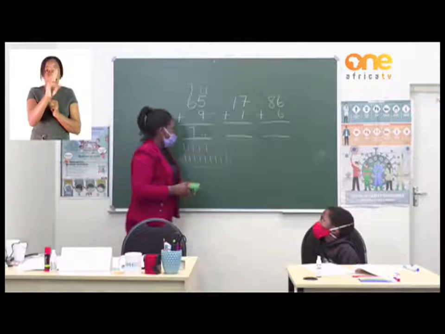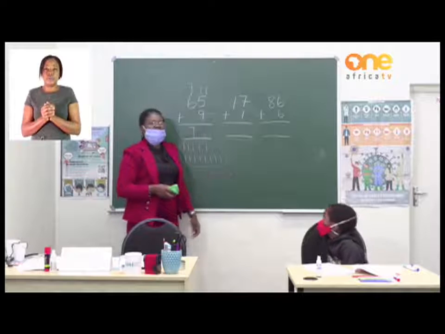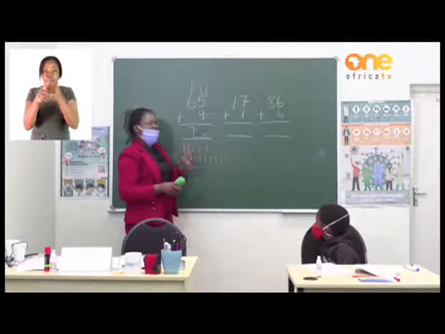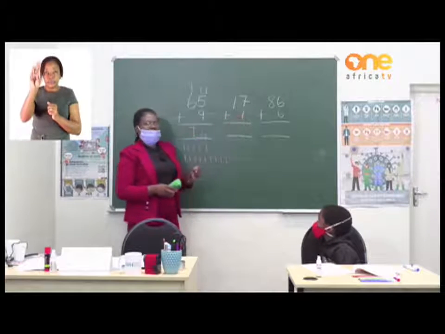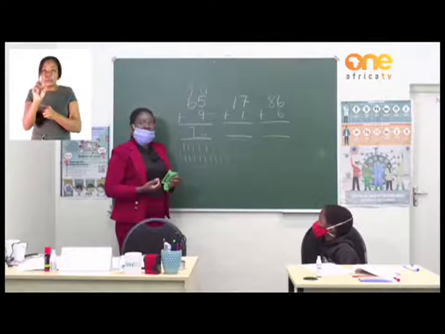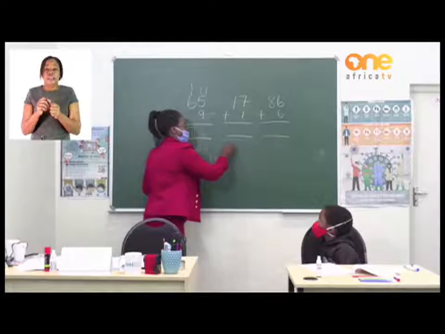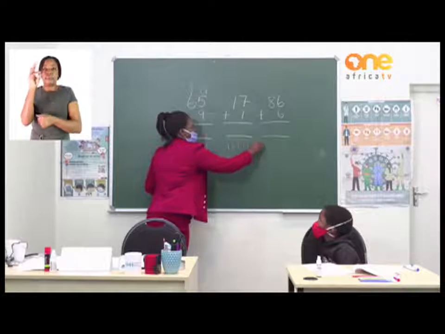Now, what about if it's 17 plus 1? Now this one will be very easy for you because it's very straightforward. I'm not going to get an answer with two numbers. 7 plus 1. I have my fingers. I can use my fingers or whatever I can use. I can count still the same. 1, 2, 3, 4, 5, 6, 7.